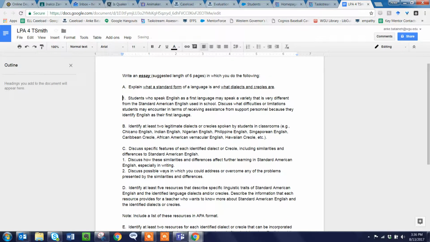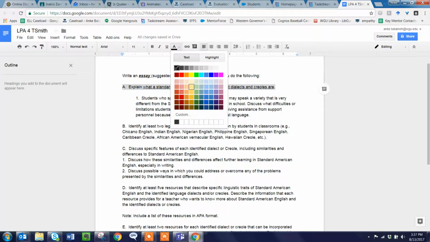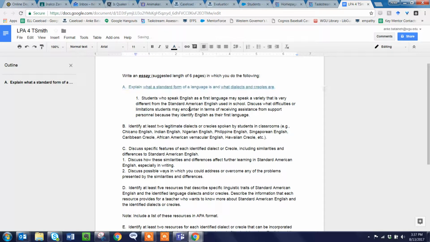Then I'm going to put some space and an indentation here, because this is part of A, so I don't want to confuse myself by starting a different section, but it's sort of a sub-question because you're giving a definition and then you're going into the difficulties and limitations that students may encounter when receiving assistance. So what I need to focus on here is that I'm naming difficulties and limitations, so I'm going to underline that. Oops, my cursor's being a little difficult.